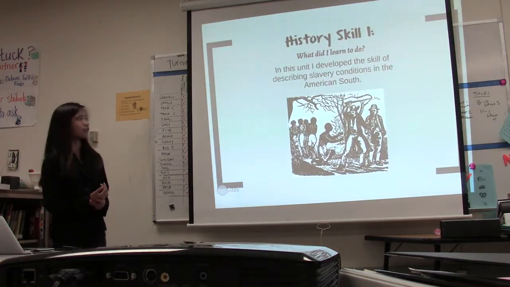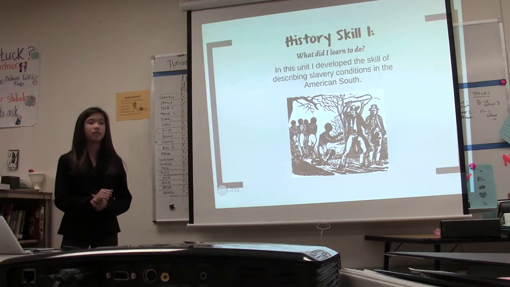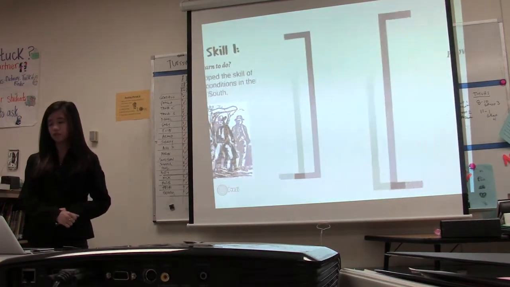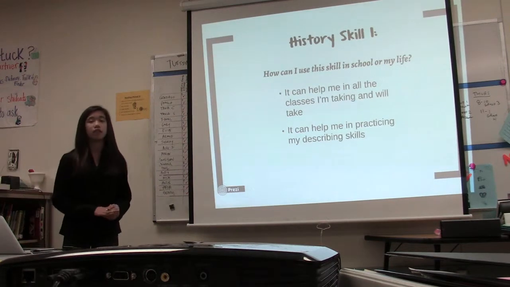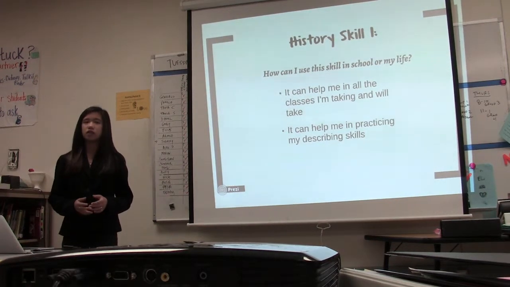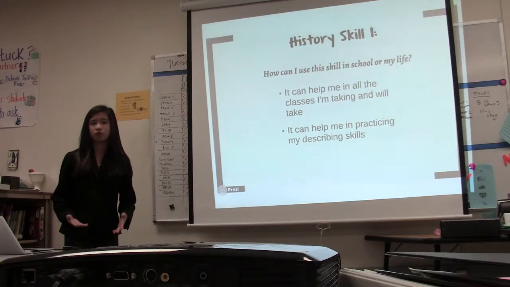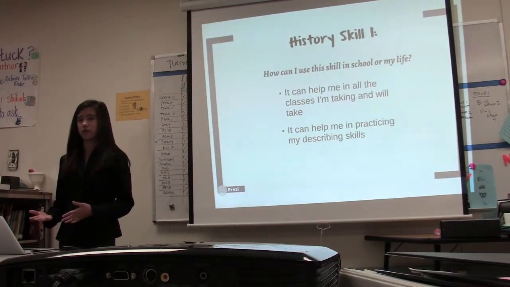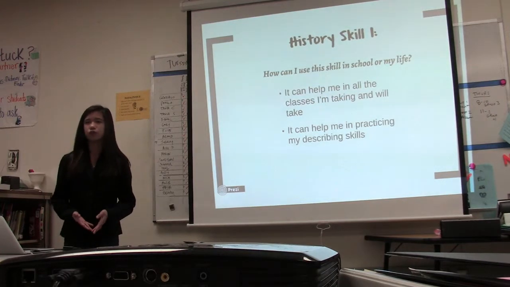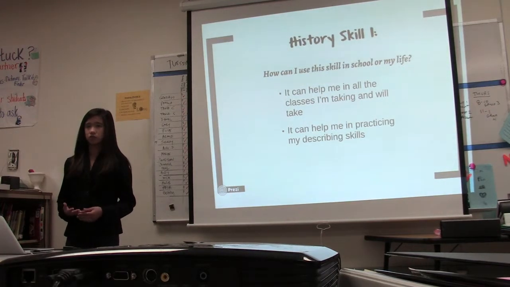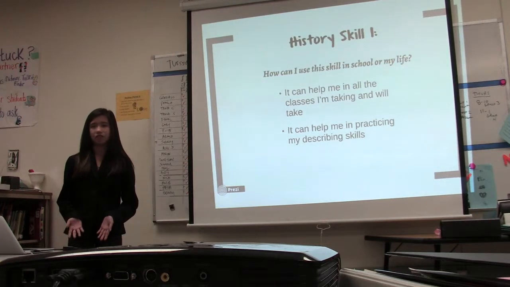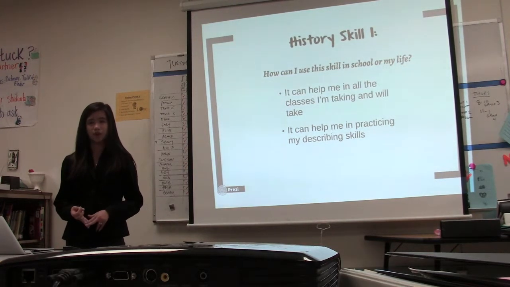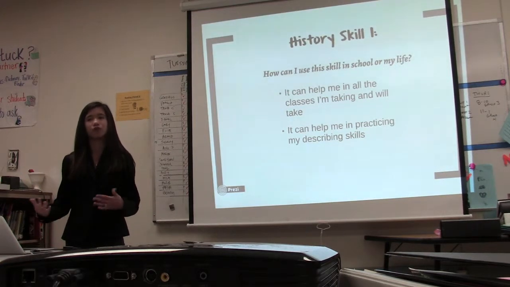Skills. In this unit, I developed the skill of describing slavery conditions in the South, the American South to be specific. It can help me in my classes. How? Describing slavery is an example of describing. If you know how to describe something or a happening, then you'll be able to apply it to your other classes too. One example is in chemistry class. If you know how to describe physical properties and chemical properties, you will know your unknown substance.